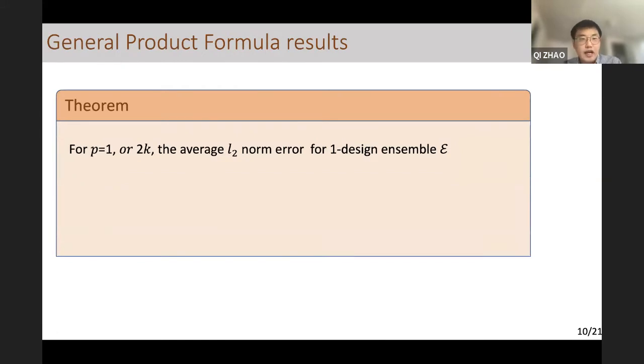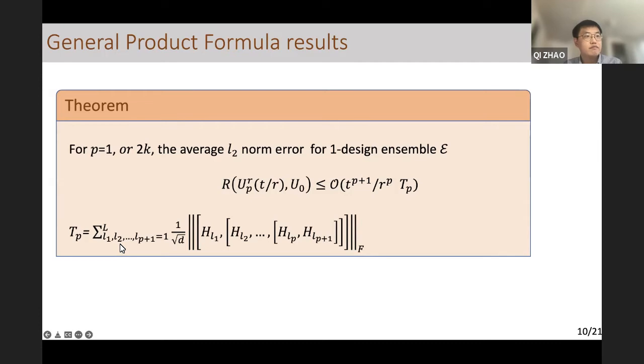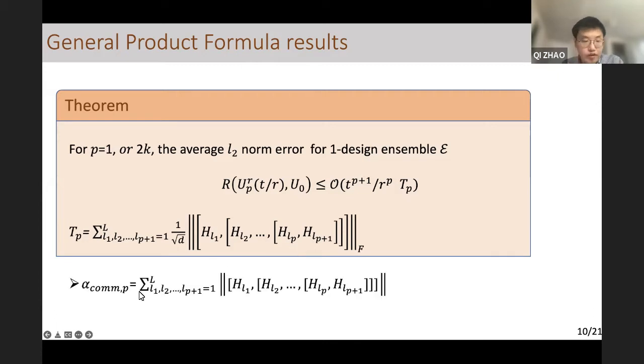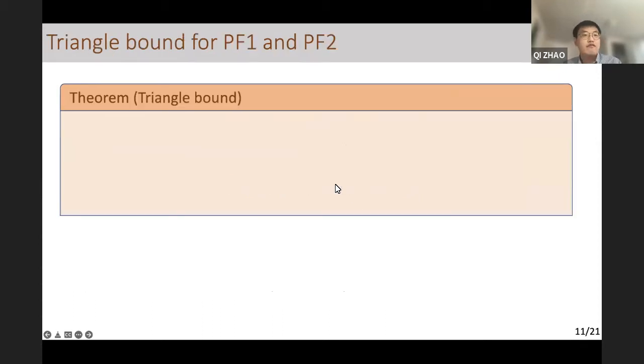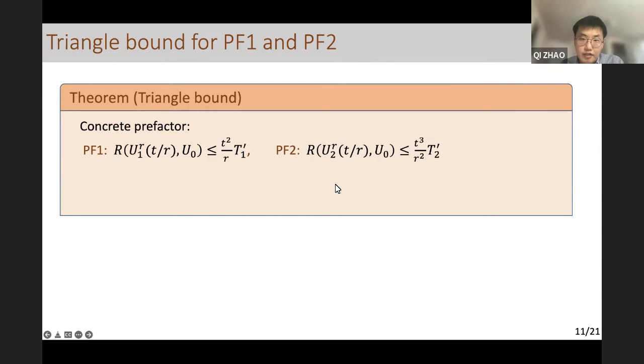Here in our work, we show that when we consider the average error analysis, its upper bound is also t to the power of p plus 1 over r to the power of p, but times another parameter. This one is T_p, a summation of the Frobenius norms of all kinds of different nested commutators. As a comparison, in the worst case error analysis it is the spectral norm of all kinds of nested commutators. That's the difference. Here we only give the asymptotic scaling for this upper bound, and for the first order and second order product formula methods, we also give concrete prefactors.